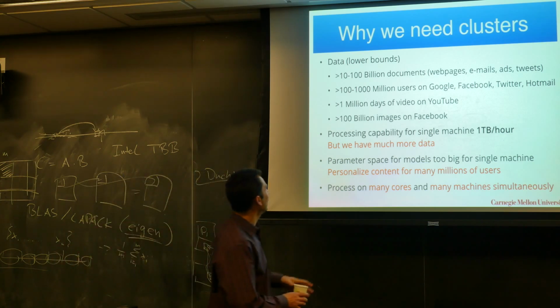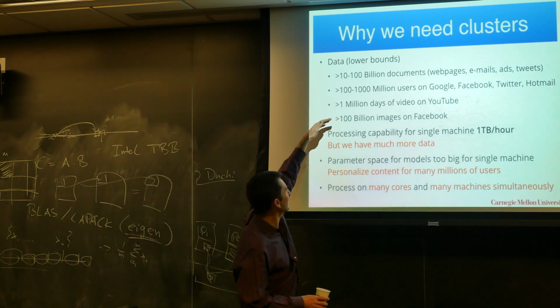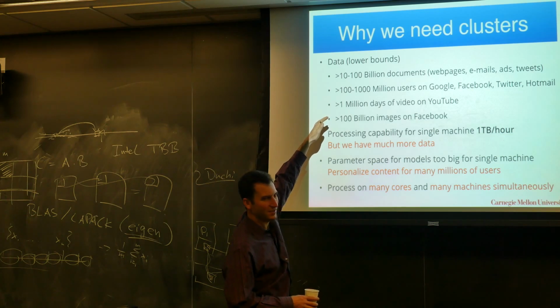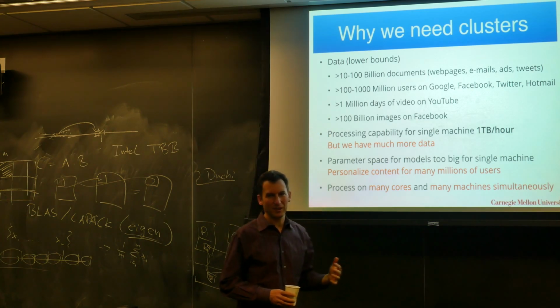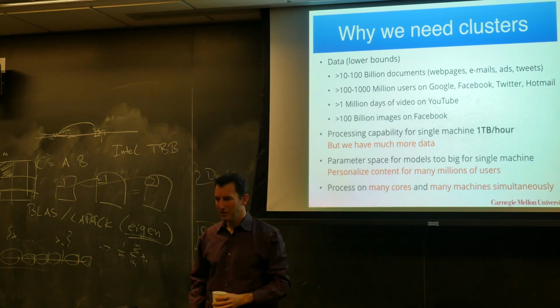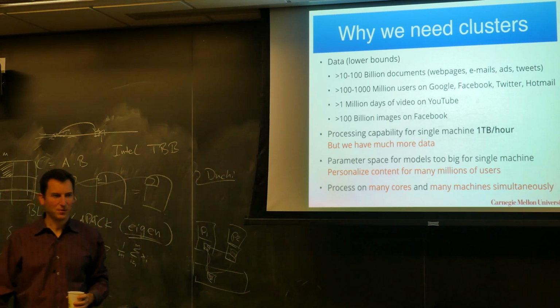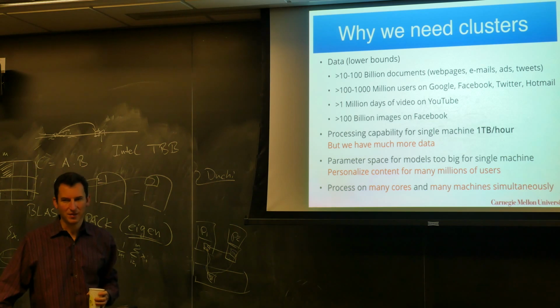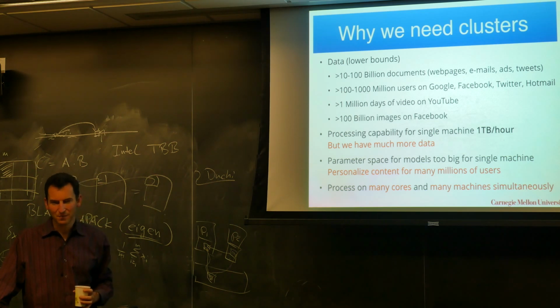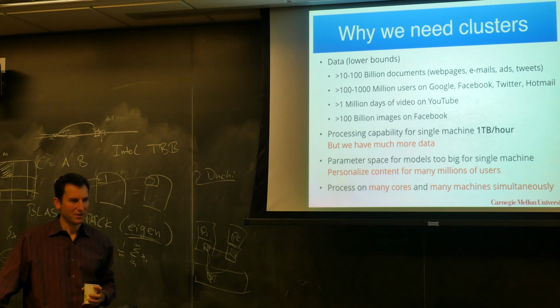But basically, what we get is we have billions, hundreds of billions of documents. You can actually get about 10 billion by using the Amazon Common Crawl. You might have between 100 million to 1 billion users. So Facebook recently had over 1 billion daily average users for a month. That's quite impressive. There are probably over 1 million days of videos on YouTube and over 100 billion images on Facebook. So there's a lot of data.